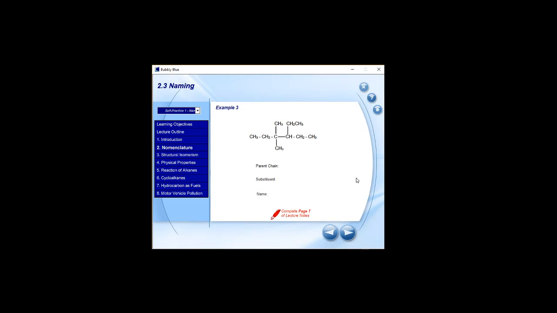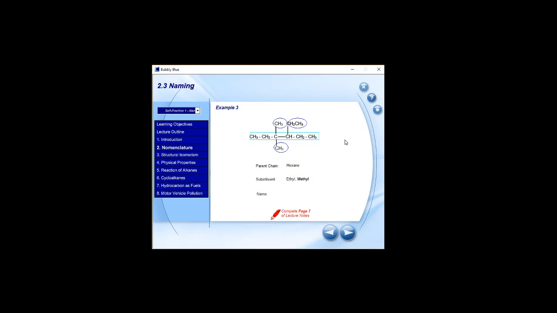Just now, in the previous example, there are two similar substituents. But what if there are three substituents and the substituents are different? We will illustrate this using example 3. Now, try to identify the parent chain yourself. If your answer is hexane, you are correct. Then, what are the substituents attached to the parent chain in this alkane? You should be able to identify that there are 1 ethyl and 2 methyl groups as the substituents.